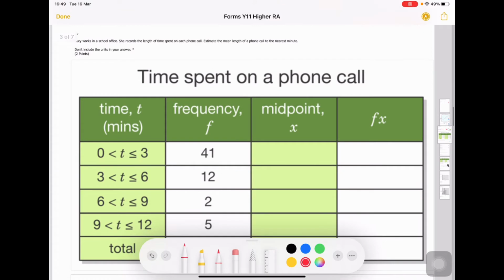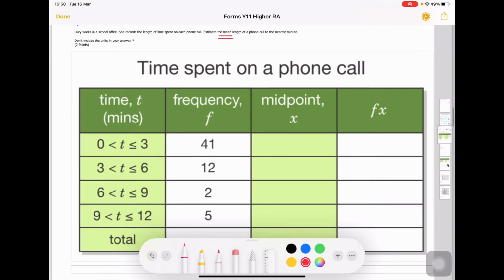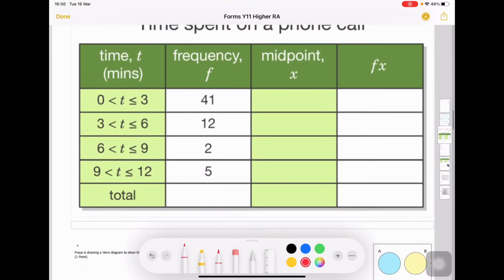Question 7. Lucy works in a school office. She records the length of time spent on each phone call. Estimate the mean length. So I'll underline mean. It looks like we're going to work out the mean from a table. Estimate the mean length of a phone call to the nearest minute. So let's complete this table.